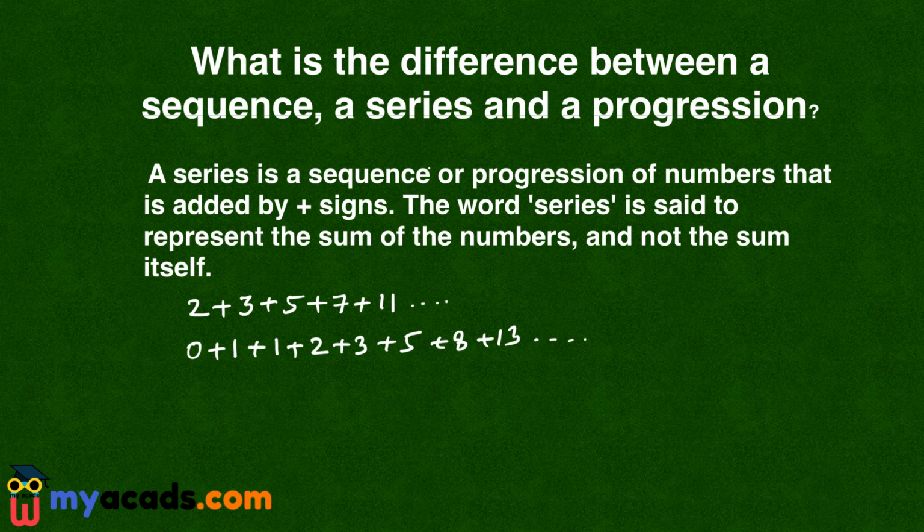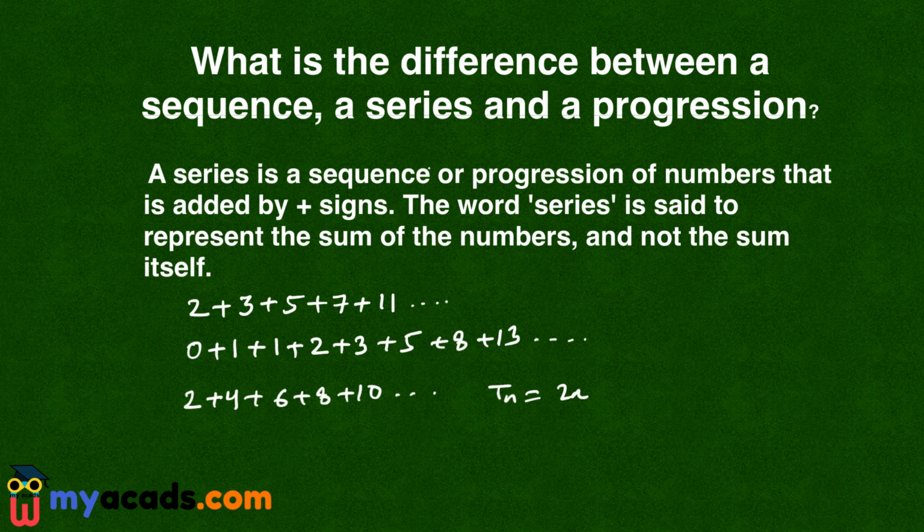For example, 2 plus 4 plus 6 plus 8 plus 10 and so on. Now here my nth term is 2n. My first term is 2 followed by plus, my second term is 4 followed by plus, my third term is 6 followed by plus. So this is a series.